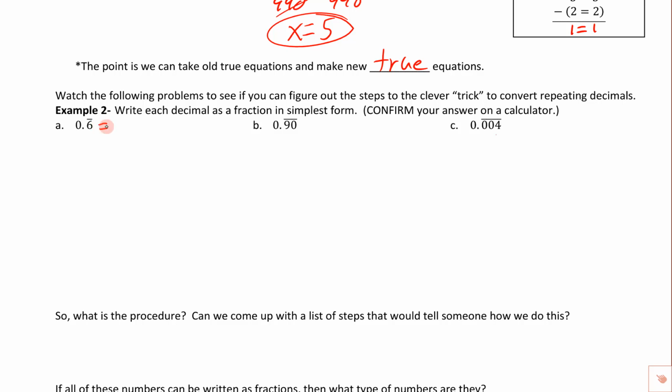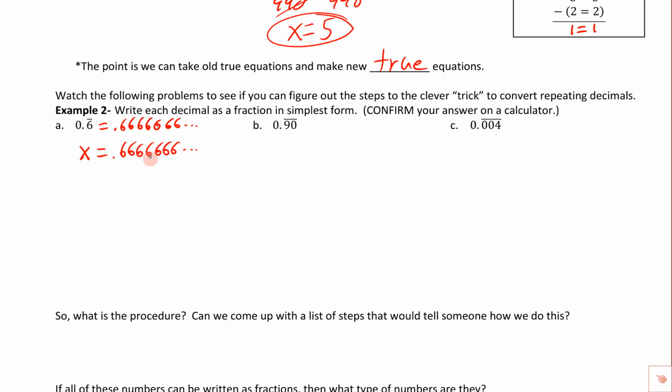I'm going to write out the repeating pattern. So I'm going to write down a bunch of sixes, and I'm going to put a dot dot dot at the end. And then I'm going to say the number that I want to use is this number right here, and I'm going to use a variable for that. So I'm going to say x is 0.666, just repeating out like this, okay? Now that number may look familiar. I'm hoping you know what that number is.